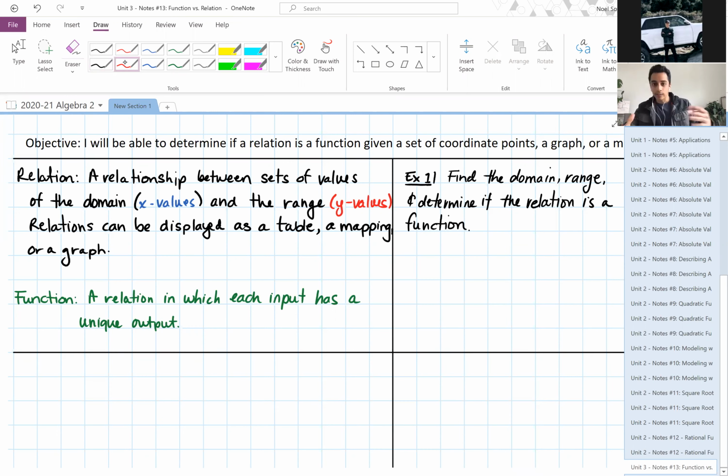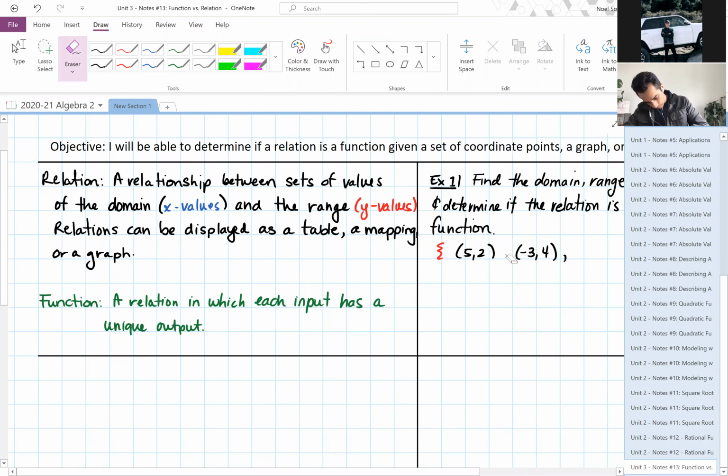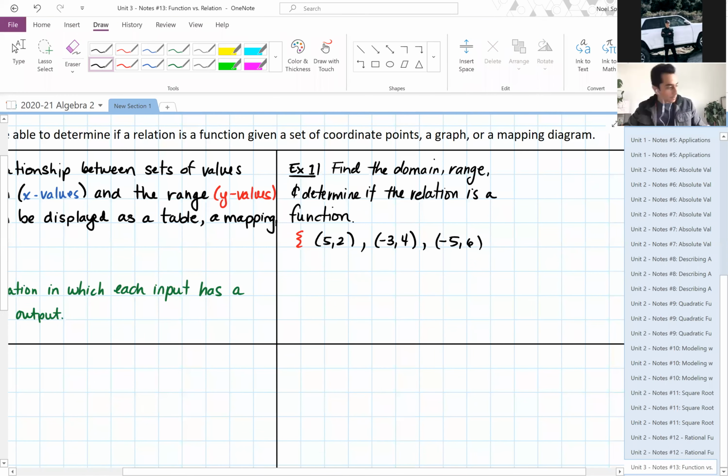Okay, and so here's the set of coordinates. All right, so my set of coordinates is going to be (5, 2), (-3, 4). Whoa, what happened? (5, -6). Oh wait, sorry, 5, -6. And then (8, 0). Right, and that's my set. Okay.